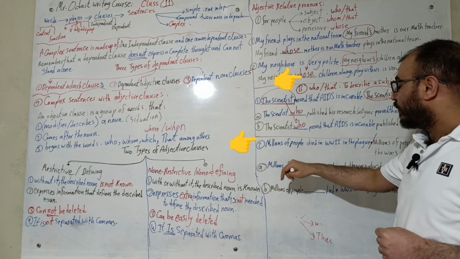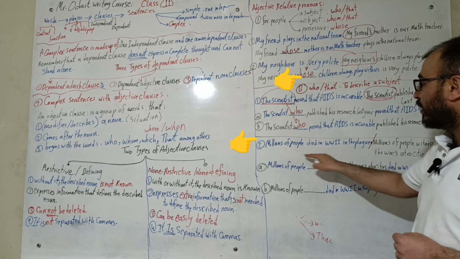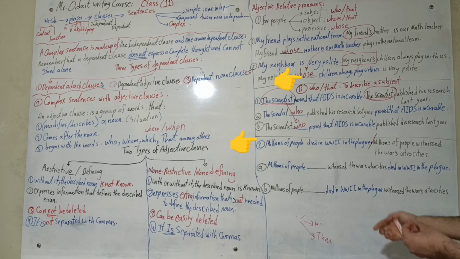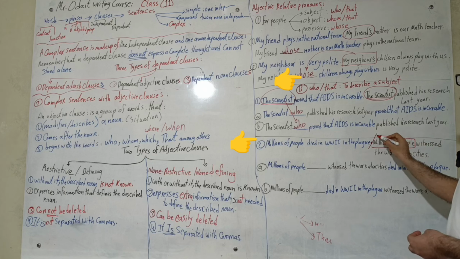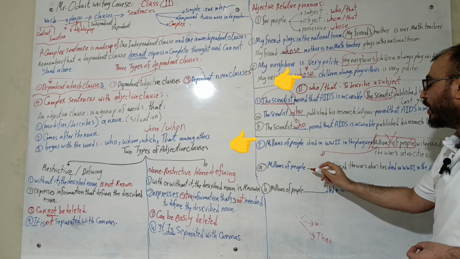Here, my friends, the first option is to choose the first simple sentence as the main sentence, and I change the other simple sentence, or the independent clause, into a dependent clause, again by deleting the repeated subject and replacing it with a subordinator. In our case, it is a relative pronoun, who. We say: millions of people who witnessed the war's atrocities died in World War II in the plague.